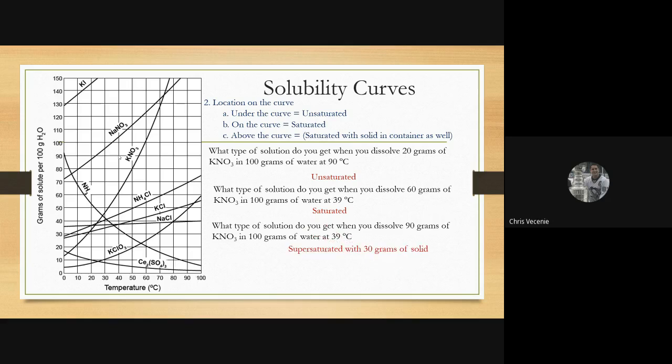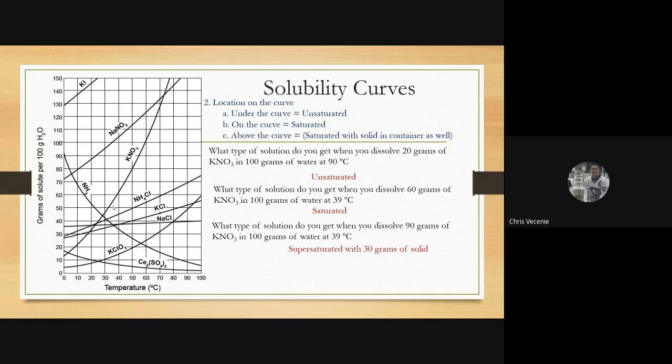So what happens? That will create a supersaturated solution. The solution is saturated, the liquid, but I added so much there's leftover solid, 30 grams of it. Why 30? Because at 39 degrees Celsius, KNO3 can hold roughly 60. So if I add 90, it'll dissolve the 60 it's able to, and the 30 that it can't will sit as a solid on the bottom of the beaker. So that's what happens if you land above the curve.